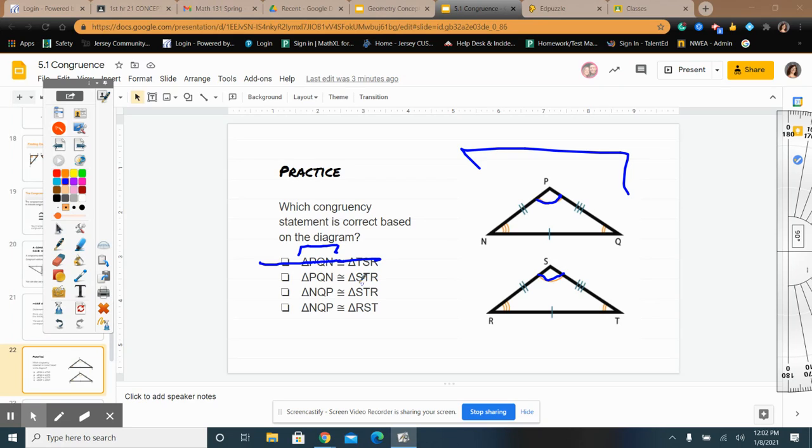Well, this one could be right. Q has 2. Does it match with T? Yeah. And N and R. Yep, this one is right. But what if they would have named it NQP? They could have. That's okay. N has 3. N's supposed to match with R. Does N match with R on this one? No. N matches with R on this one. That's okay. Q has 2. It's supposed to go with T. Is Q supposed to go with S? No. So there's only one that's correct here. But you could have written it multiple different ways if you wanted to, so you still had to check.